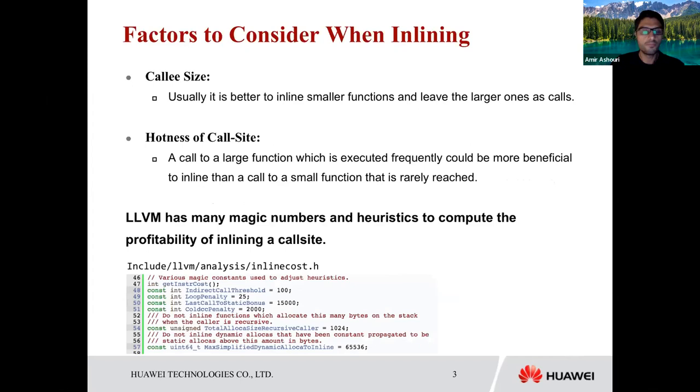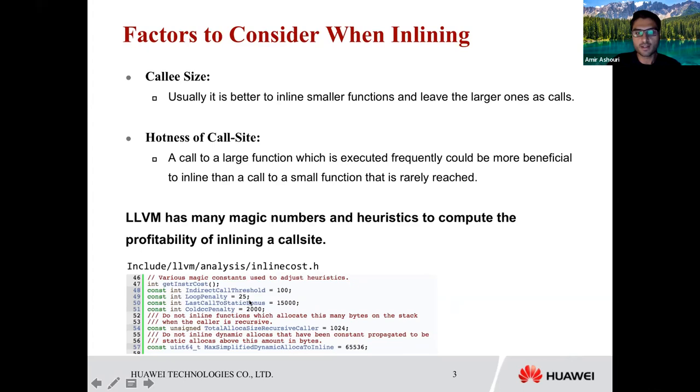In LLVM, which is one of the state-of-the-art compilers, we have several factors to consider when we inline a call site. One of which is the callee size. Usually it's better to inline a smaller function and leave the larger ones as they are, right? The other point to consider is the hotness of a call site. As a small example, I brought one of those profiles considering many inline costs and what they call magic numbers in LLVM. So you see there are many variables and factors involved.